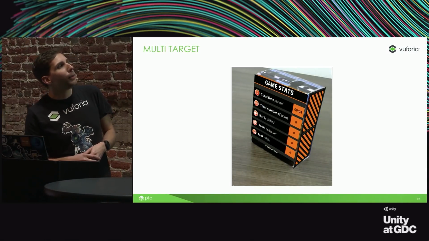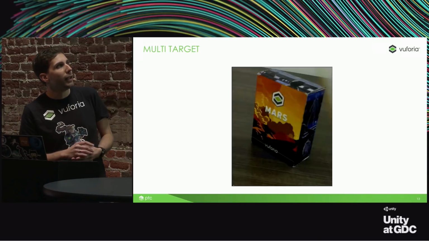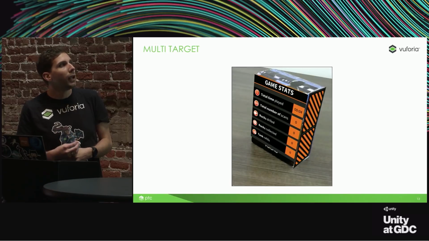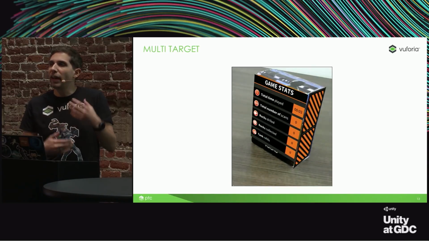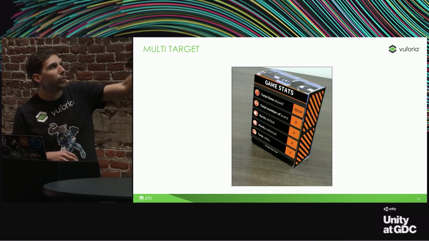So this is an example of our multi-target, our cuboid, right? And you can see here we have a box where the cards would go under, and we have a bunch of game state information available throughout the gameplay, and you can see that it's being rendered on all sides.